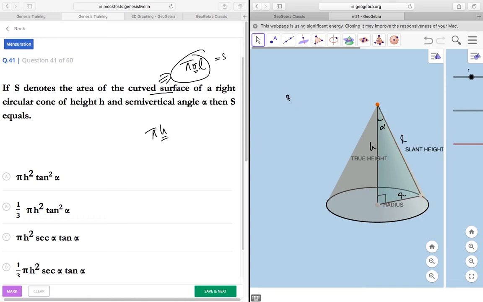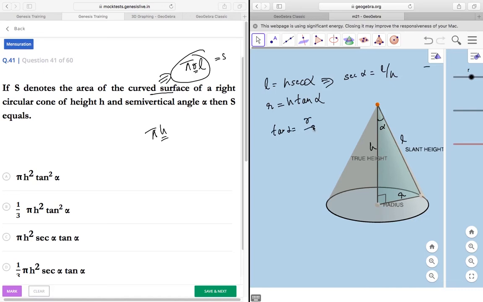So clearly l is equal to h secant alpha, and r is equal to h tan alpha, since r is opposite to alpha and h is the base. Hope this is clear. Just for your confirmation, what is secant alpha? In this case, it is L by h, the hypotenuse divided by the base. Similarly, what is tan alpha? In this case, it is r by h, the opposite divided by the base.